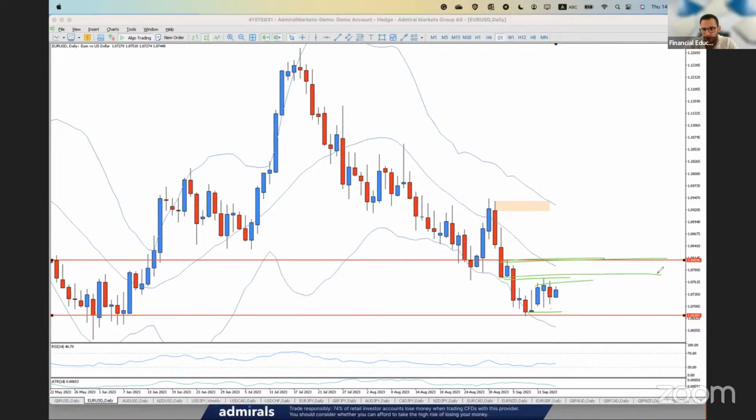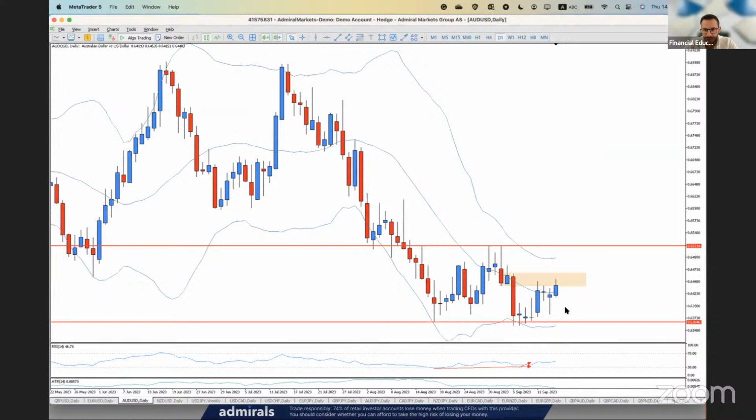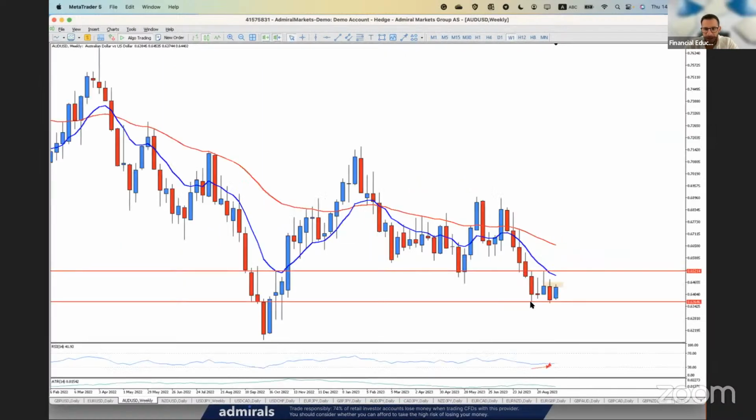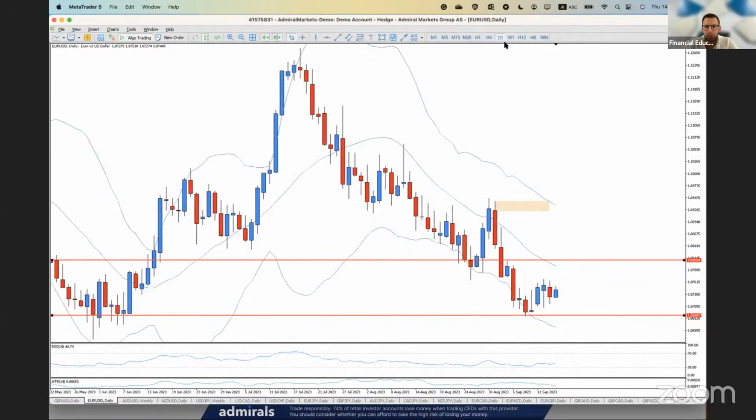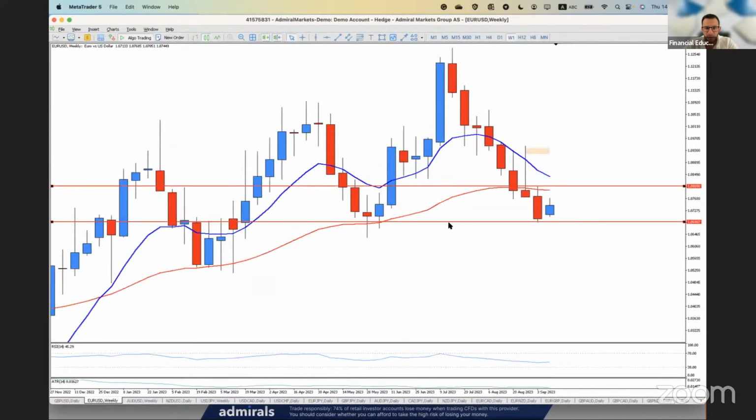Here it's a possible area of resistance. Market might tap into this area before it continues pushing lower. Australian dollar, US dollar, that's a more decent market in my opinion, because it's a clear double bottom on the weekly chart compared to the euro and the pound. Market made lower highs and lower lows. The double bottom on the euro and the pound is here.